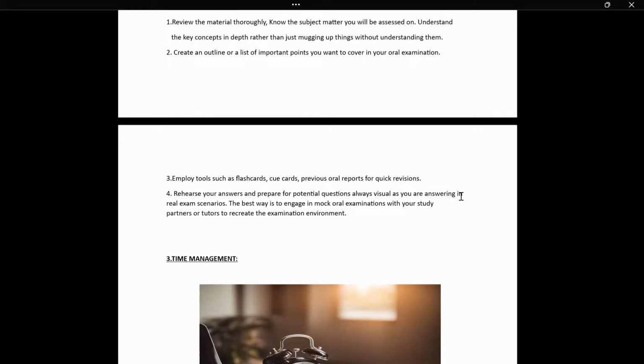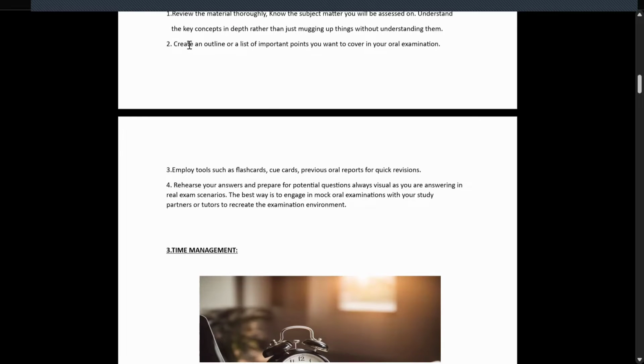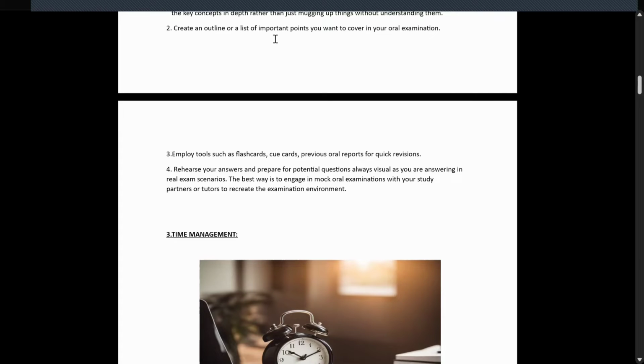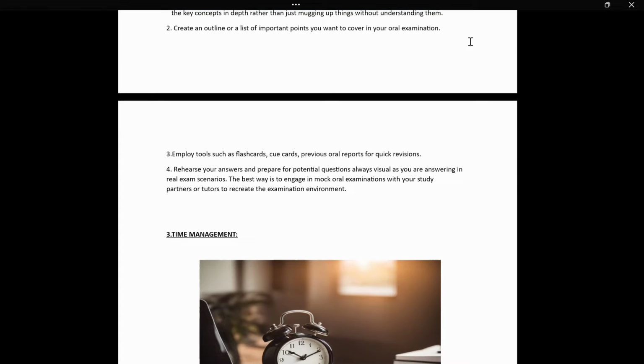What is the second point now? The second point is to create an outline or a list of important points you want to cover in your oral examination. Now, what does it mean? See, you should have content ready. Wherever you have your notes or a notebook, you are going to start writing some notes. The first page should be content.